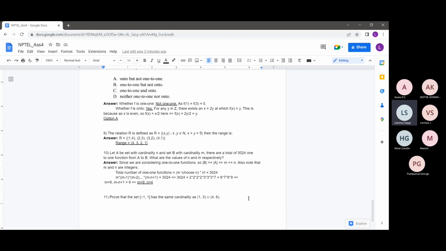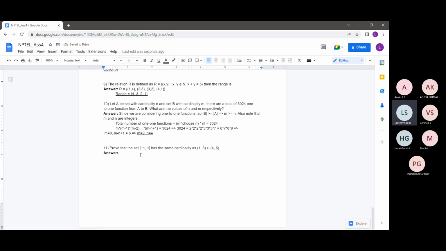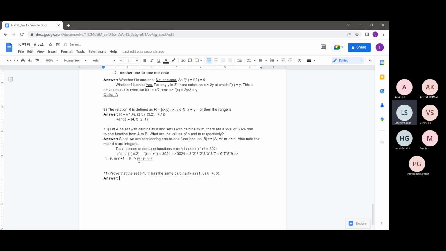Okay, so now comes an interesting question. This is the last question of this question set which I prepared. So this is the interesting question. What this question is asking is we need to prove that the set of real numbers from -1 to 1 has the same cardinality as the set, let's say, which maps 1 to 3 union 4 to 6.